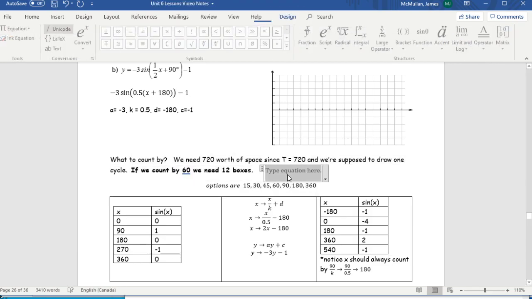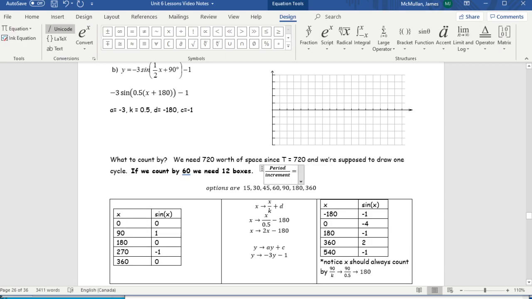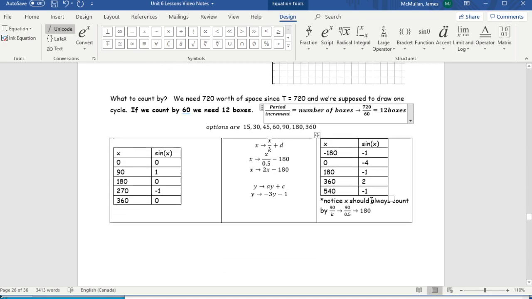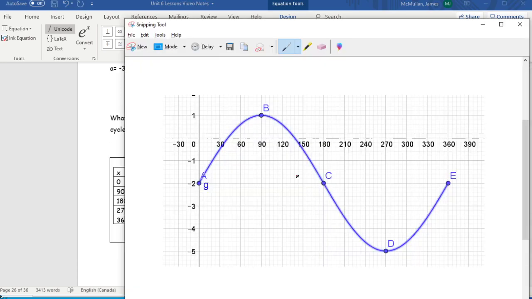By the way, how did I get that? I did the period divided by the increment. So the increment is what I'm counting by, equals the number of boxes. So in our case, 720 divided by 60 equals 12 boxes. And then that's how we figure that out. In any case, when you draw this one, let's just plot the points first.